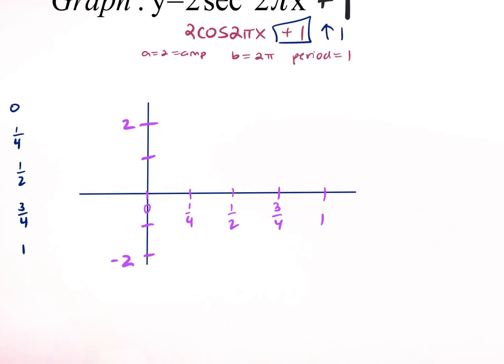And this time it's cosine. So we would start at the amplitude, down, down, up, up, and it would look like this.